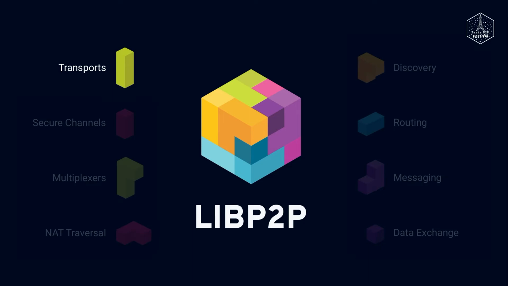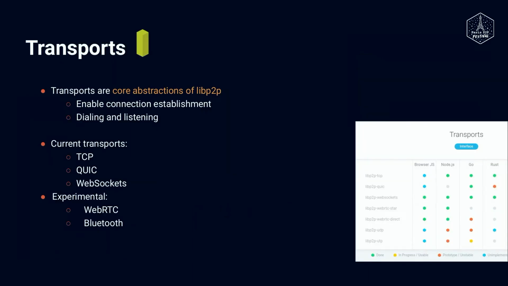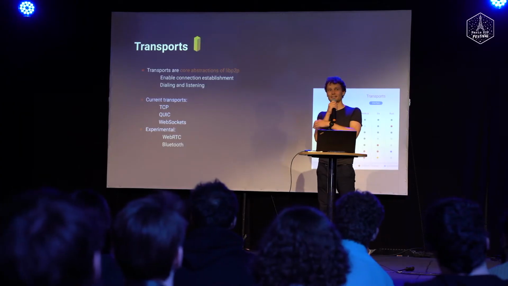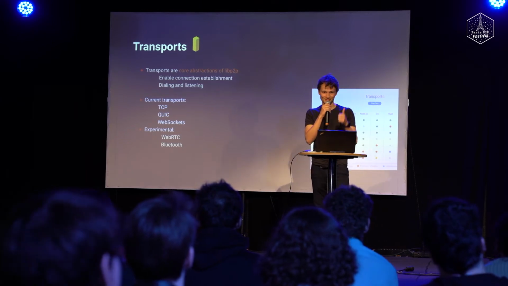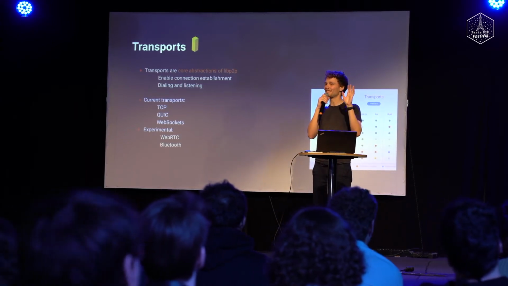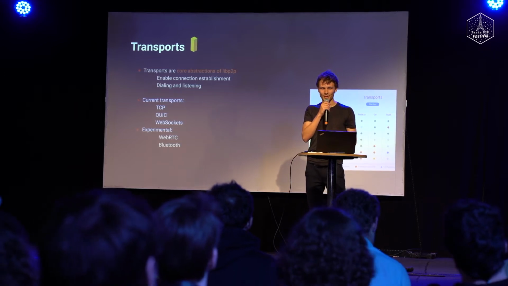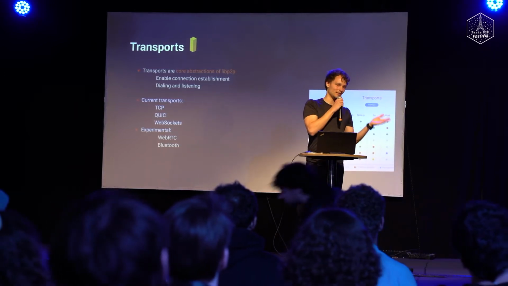So let's first go into transports. Well, libp2p is a networking library, so we actually want to get bytes from A to B. How do we do that? We use transport protocols, right? So the most important abstraction in libp2p. Today, we support TCP and QUIC and WebSockets, and there's experimental support for all kinds of other things. For example, we have WebRTC. I think we have a talk on Bluetooth as well. So a lot of transports out there, and we're targeting more and more. That enables libp2p to get bytes from A to B.